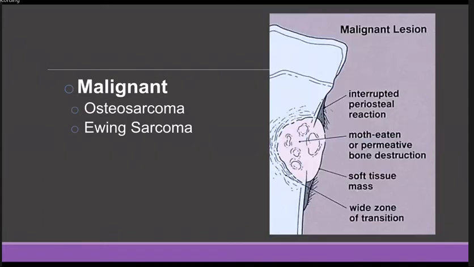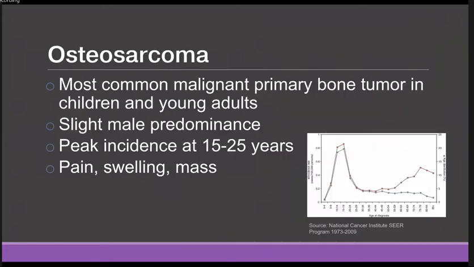Moving on to the malignant diseases, osteosarcoma is the most common primary malignant bone tumor in children and young adults. There's a slight male predominance, and we can see the peak incidence at 15 to 25 years. It has a bimodal distribution, and we can see that in the elderly population, the incidence rises again.